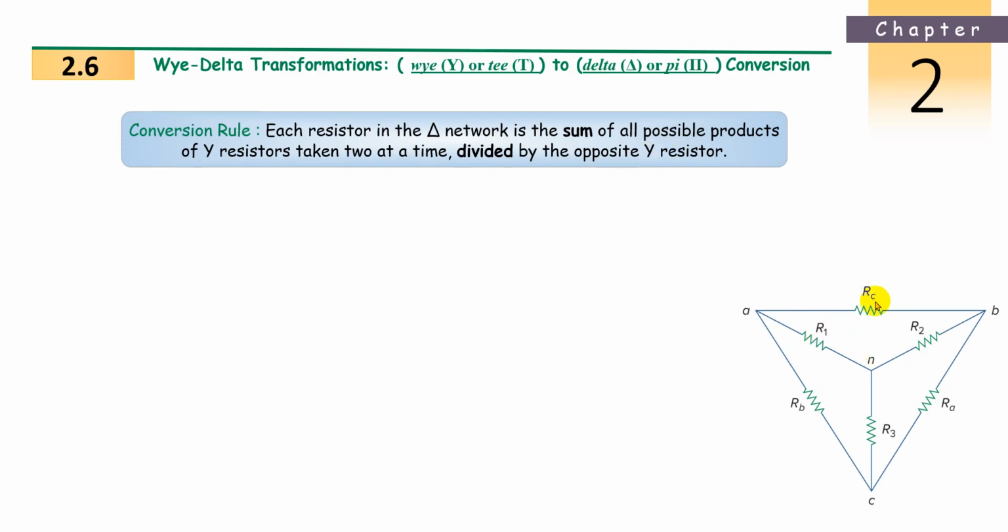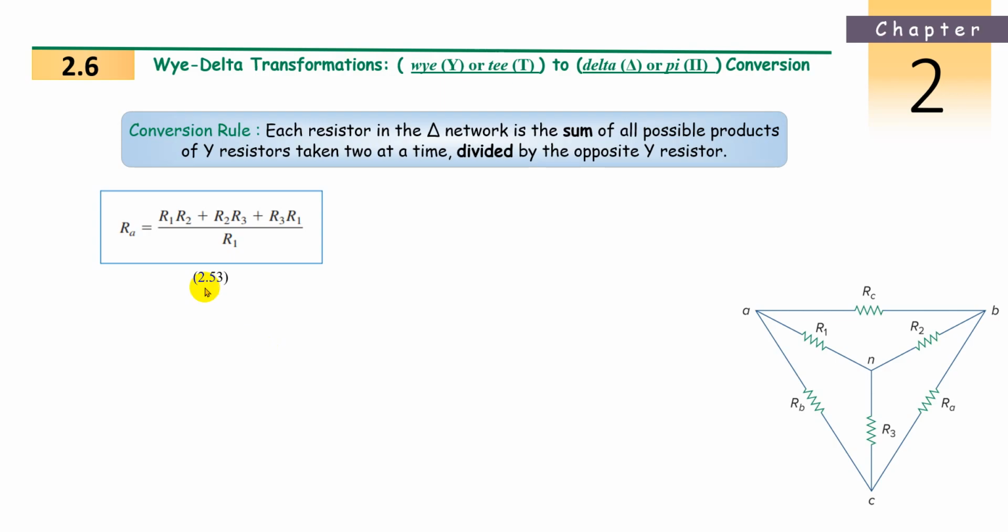Now the star is given, with R1, R2, R3 given, and we want the delta RA, RB, RC. If we want RA, we multiply R1 R2 plus R2 R3 plus R3 R1, divided by the opposite side of this resistance. For RA the opposite resistor is R1, not R2 or R3. So RA is R1 R2 plus R2 R3 plus R3 R1 divided by R1.